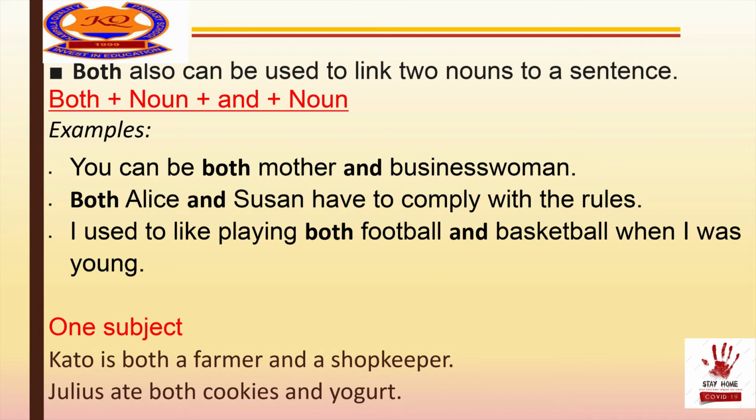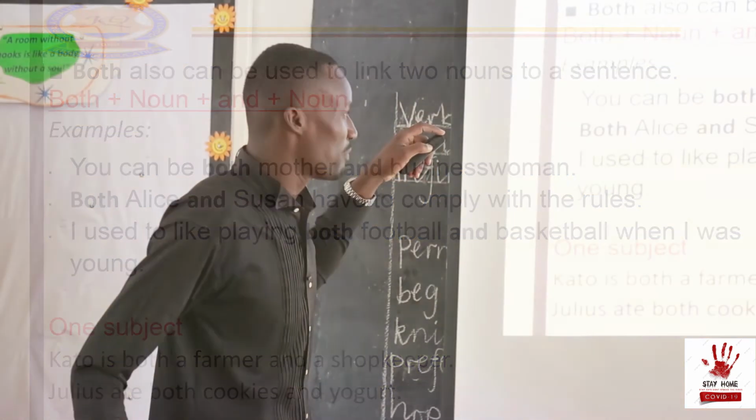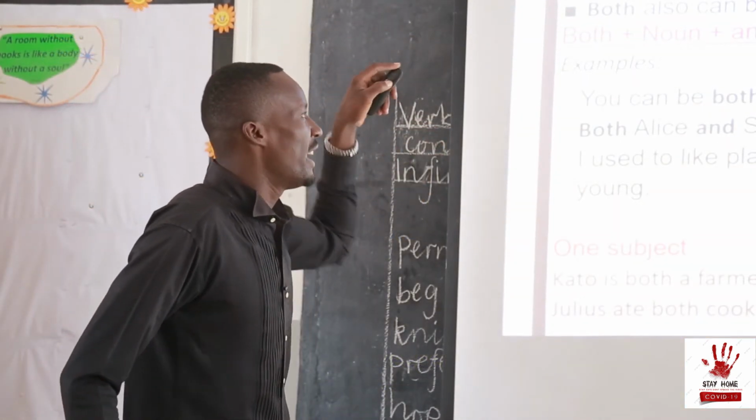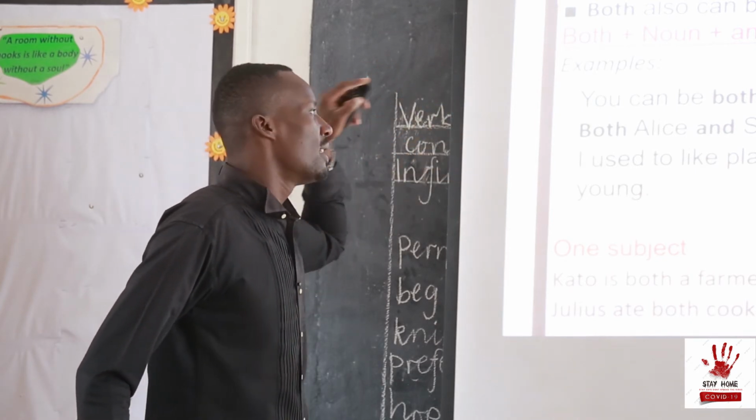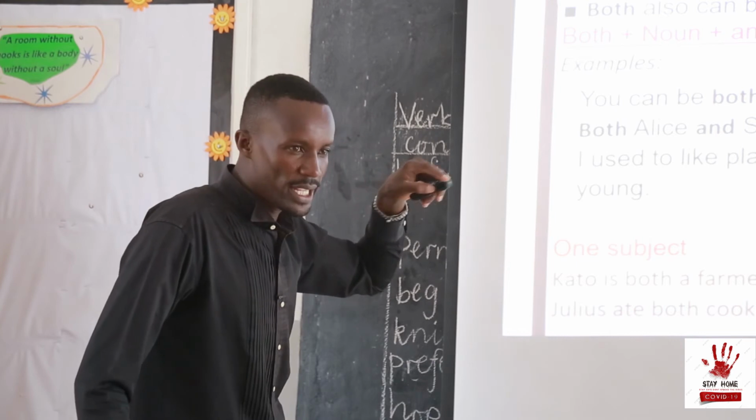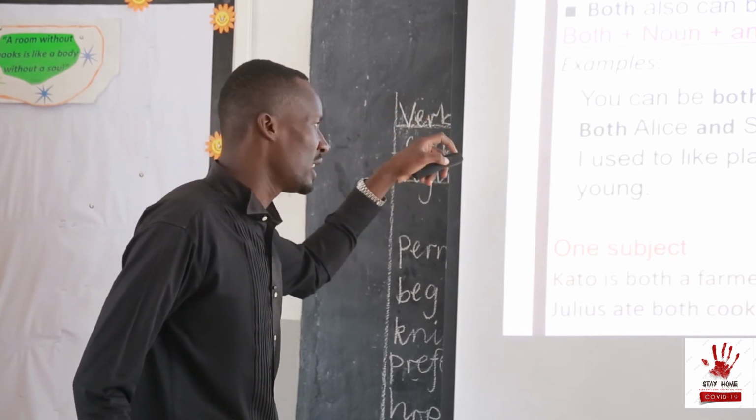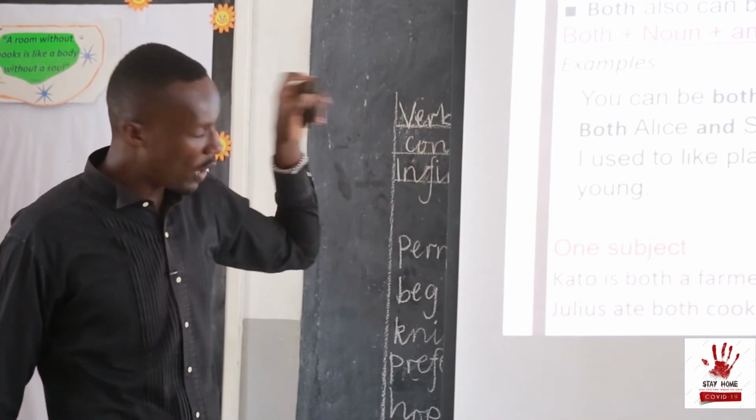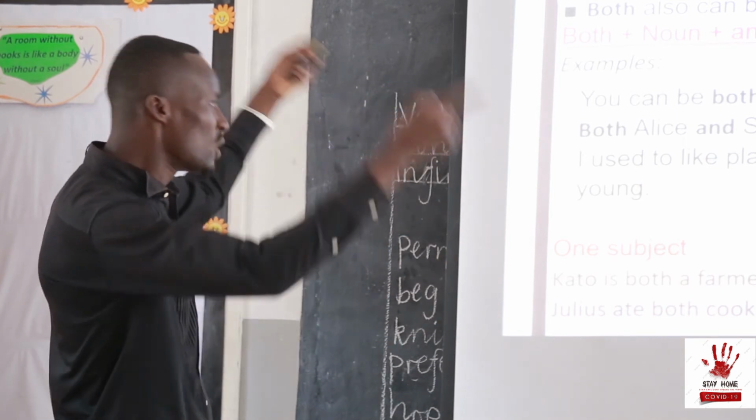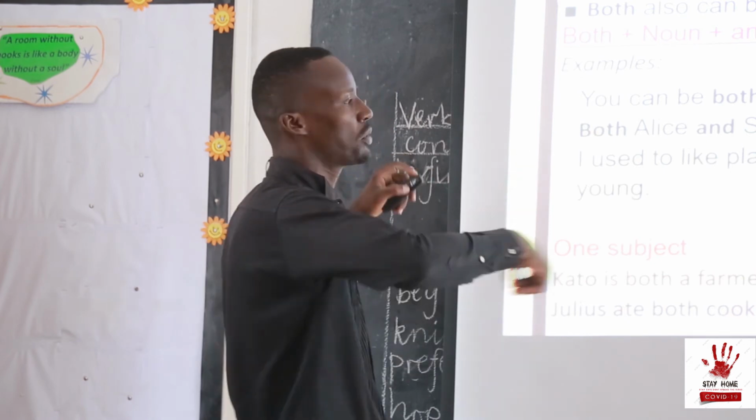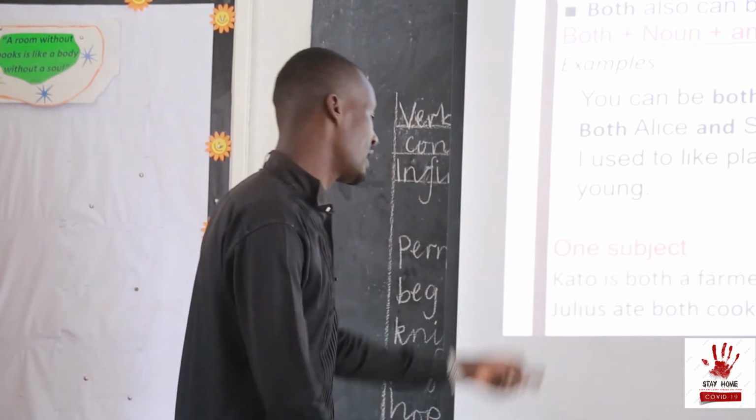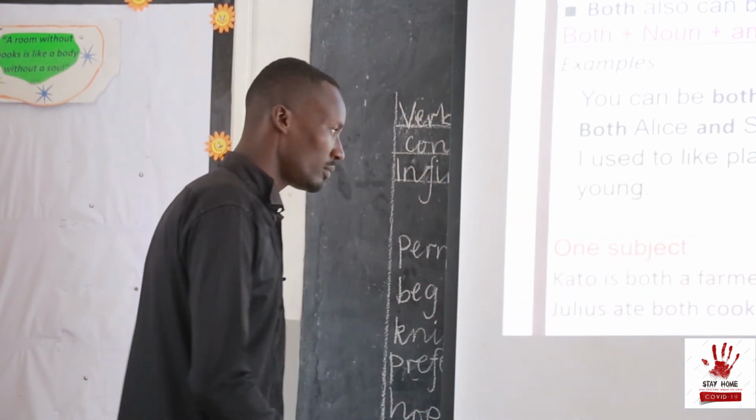That is when we are using both with a noun and another noun. When you have two different nouns doing the same thing, we put both at the beginning. And when we have one noun that is a subject doing two different things, then we put both in the middle. Let us look at one subject.